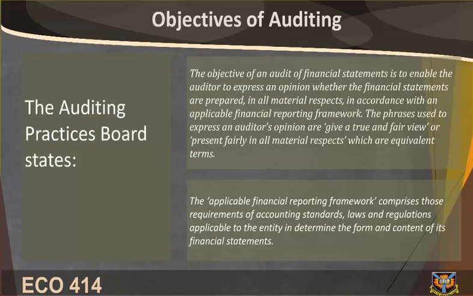Objectives of auditing. The Auditing Practices Board states, the objective of an audit of financial statements is to enable the auditor to express an opinion whether the financial statements are prepared in all material respects in accordance with an applicable financial reporting framework. The phrases used to express an auditor's opinion are give a true and fair view or present fairly in all material respects, which are equivalent terms. The applicable financial reporting framework comprises those requirements of accounting standards, laws, and regulations applicable to the entity in determining the form and content of its financial statements.